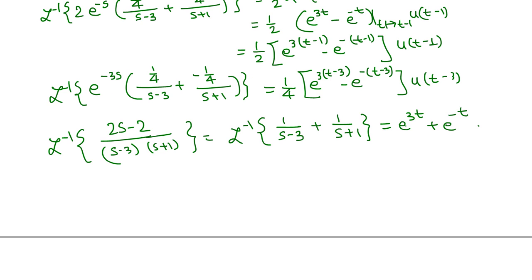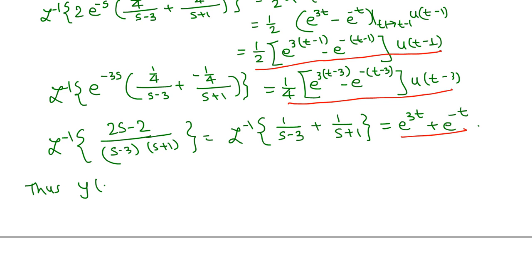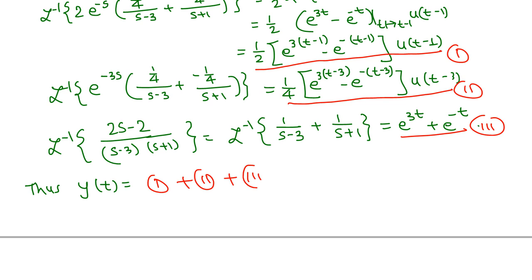Now this first part plus second part plus third part. The sum of these three functions is the answer. Thus y of t is this first part, second part, third part. So 1 plus 2 plus 3 is the final answer.